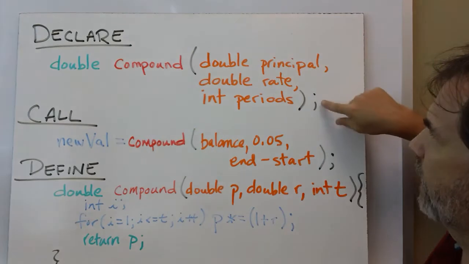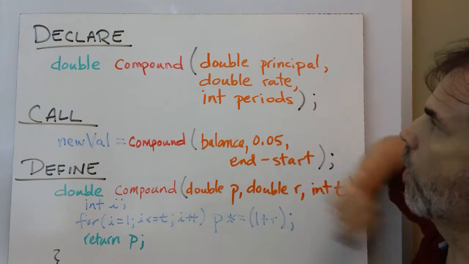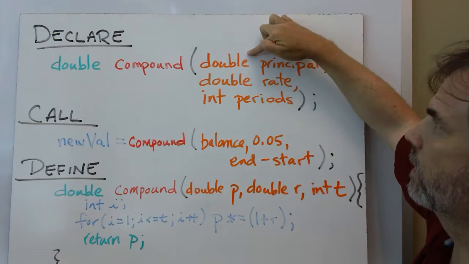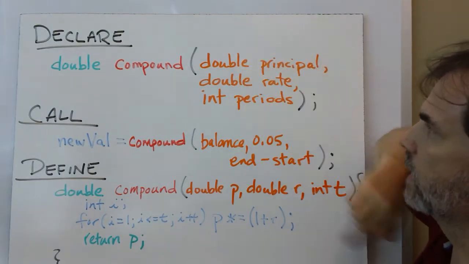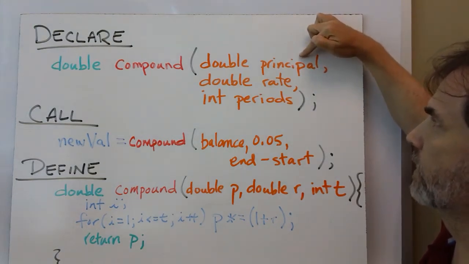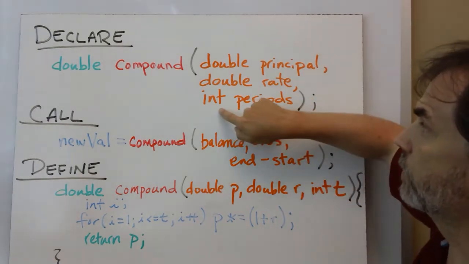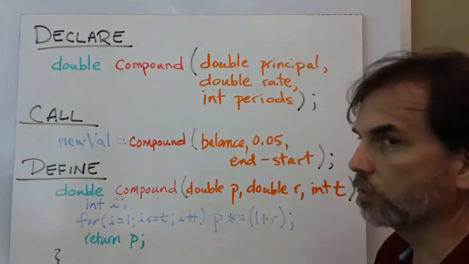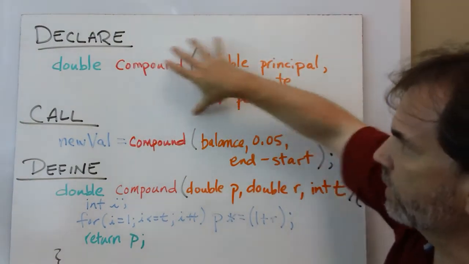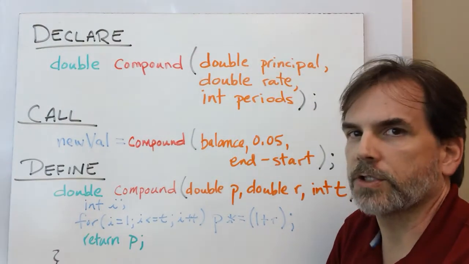So what this declaration statement ending in a semicolon means is that we are going to at some point have a function named compound. It takes a double, a double, and an int. And the user of this function understands that the first double is the principal value amount, and the second double is the interest rate. And the integer value is the number of periods we're going to compound interest over. So with this information, someone writing code knows enough to use this function, to call it.